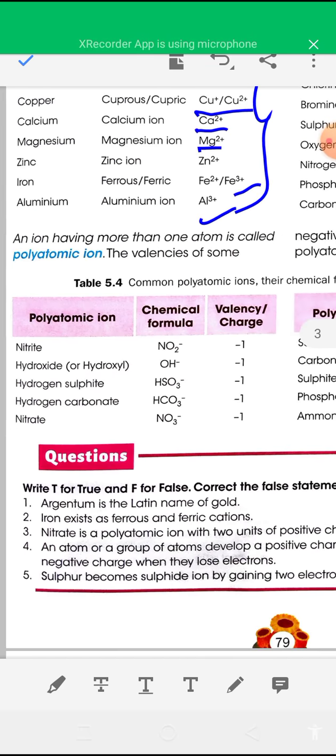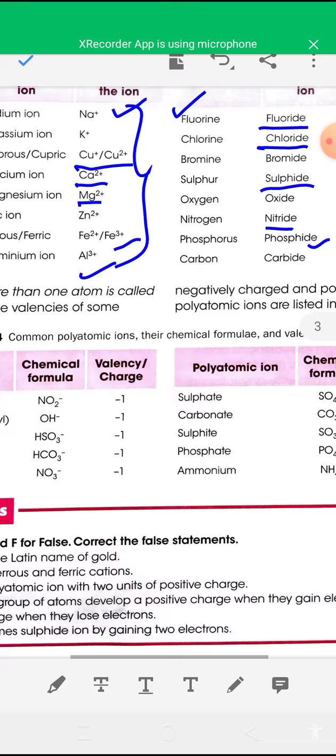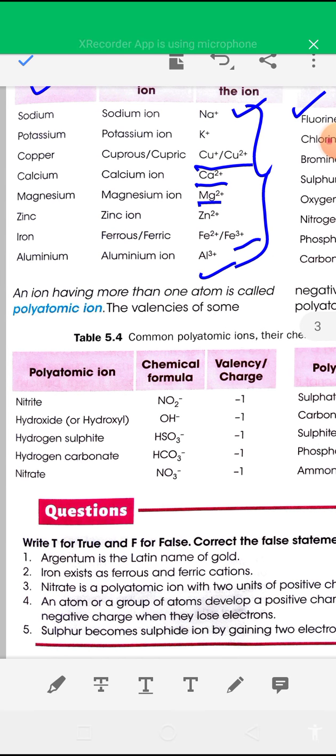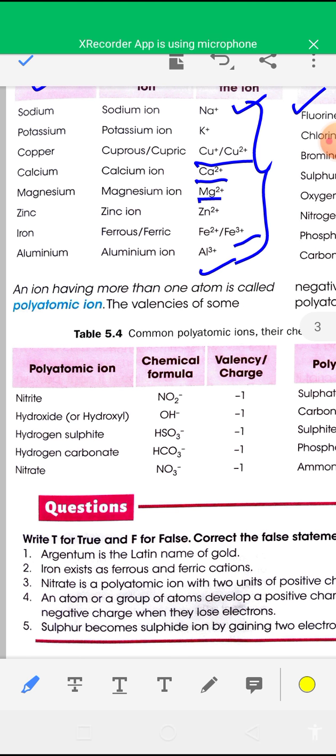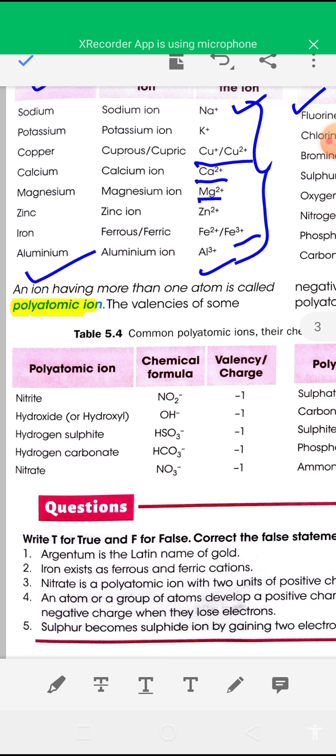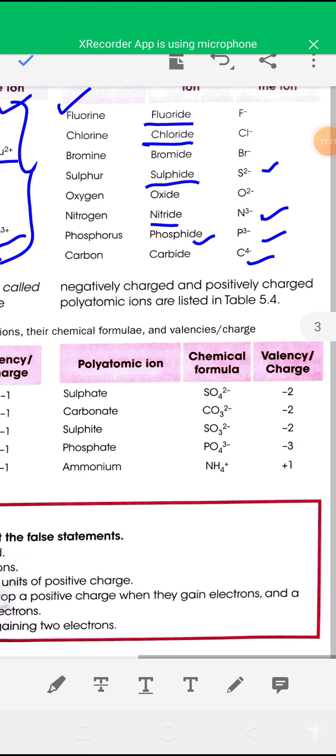And now see some examples of radicals, polyatomic ions, acid radicals and basic radicals. Here the term polyatomic ion is used. What is a polyatomic ion? It is mainly a radical. An ion having more than one atom is called a radical. So acid radicals and basic radicals are polyatomic ions. Polyatomic ions are also known as radicals having positive or negative charge. So an ion having more than one atom is called a polyatomic ion, and the valency of the polyatomic ion is also given.